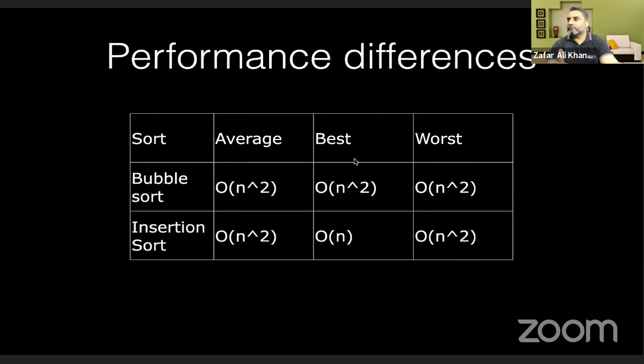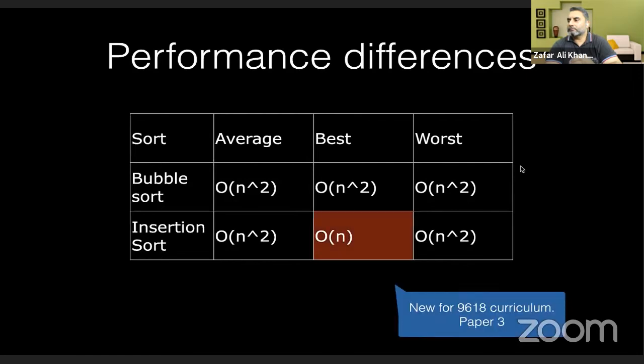Now, this is where sort comparisons get a bit mean, because most of the time they quote the worst case, and on paper, the bubble sort and the insertion sort are as bad as each other. But look at this best case scenario. In this best case scenario, insertion sorts will beat bubble sorts by a long way. And that's why insertion sorts are more efficient.